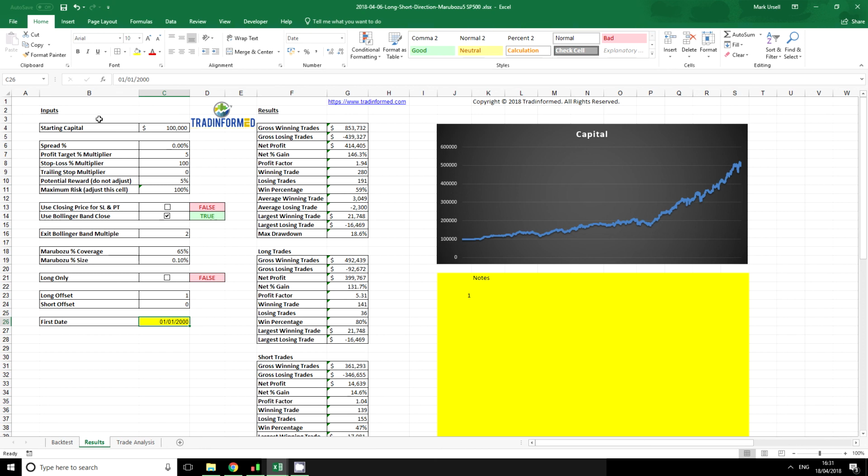Now the other small change that I have made is included a filter for the dates, and this just allows us to look at how the strategy has performed since a particular date. So if I click this and we have a look how it's performed since 2010, we can see we get a different answer to since 2000, and how it's performed since 2012.